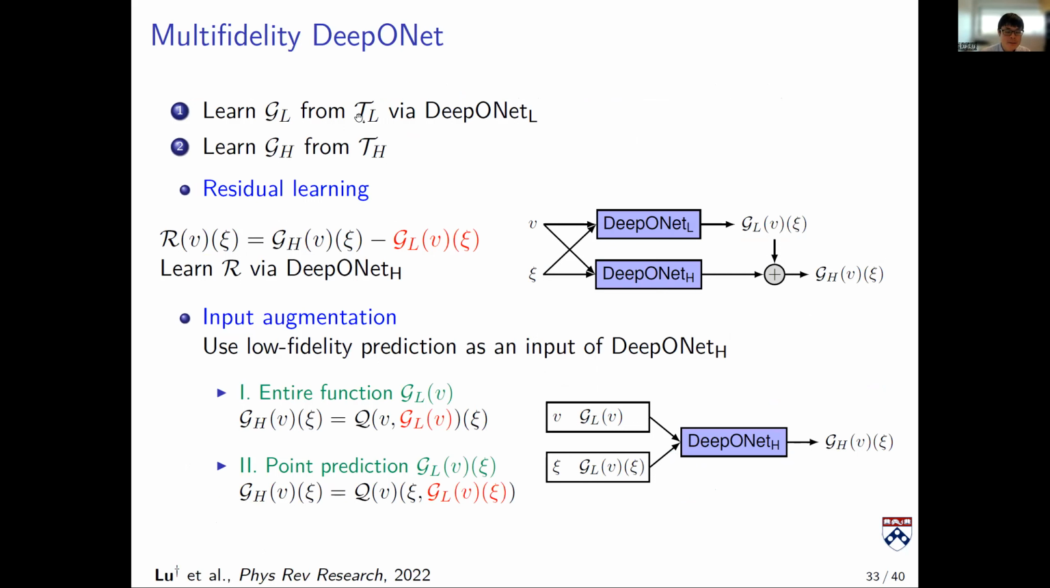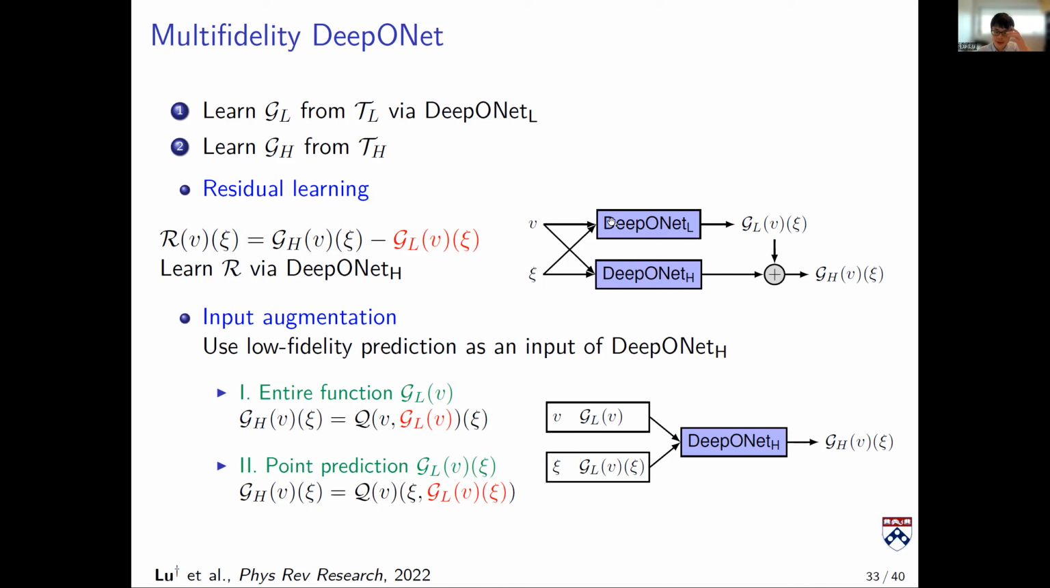So TL is the data set from this low fidelity case. We can have one network, let's say GL, trained from TL directly because TL is large. Then we try to learn the high fidelity model GH by using the high fidelity data set. Here we have two ideas. First, because we already have the prediction of the low fidelity network, then instead of predicting the high fidelity solution, we can learn the difference between the high and the low. So we assume R is GH minus GL, and R is another network.